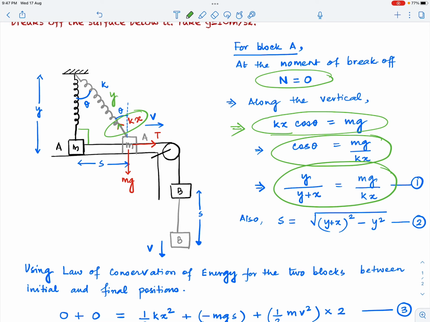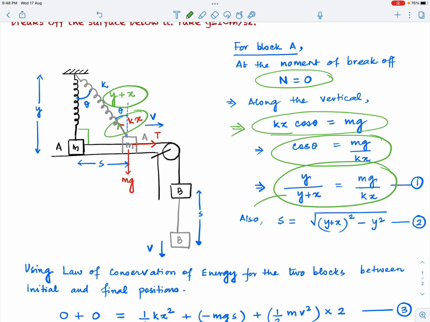C is the length of the hypotenuse, because y is the original length of the spring and x is the extension that it has suffered as the block A moved from its initial to final position. So, this length here, the final length of the spring, which will also be the hypotenuse for this right angle triangle, will be y plus x.